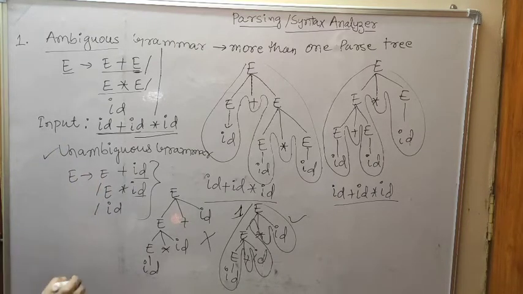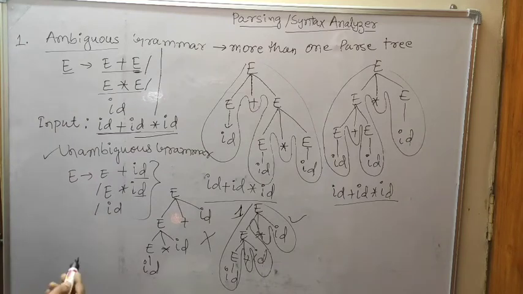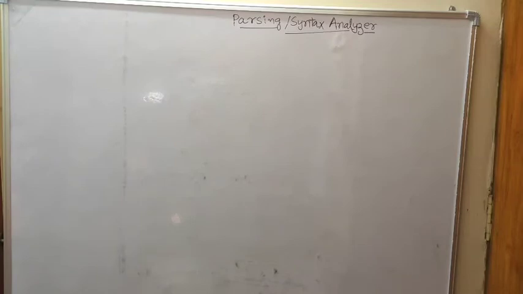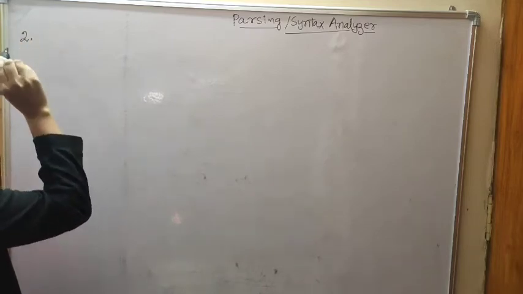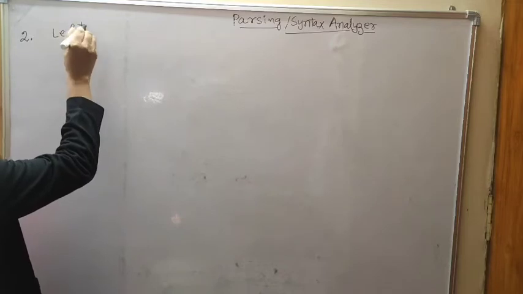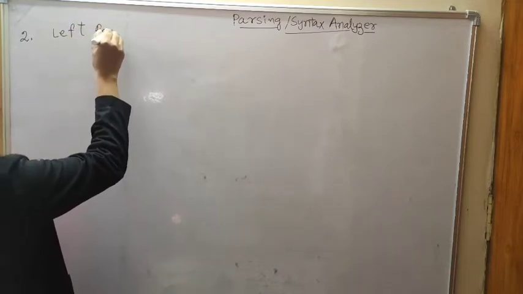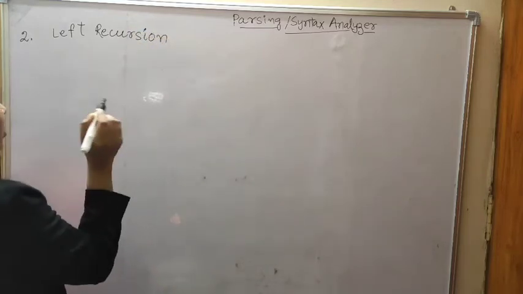And next, in the next slide, we will see left recursive grammar. First we have seen ambiguous grammar, and now we will see left recursion grammar. What is left recursion grammar?